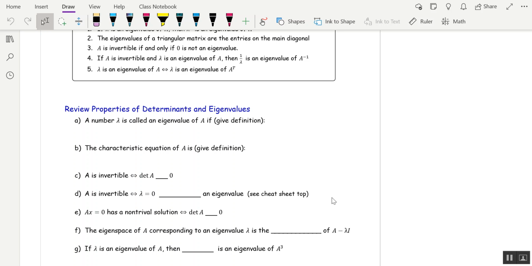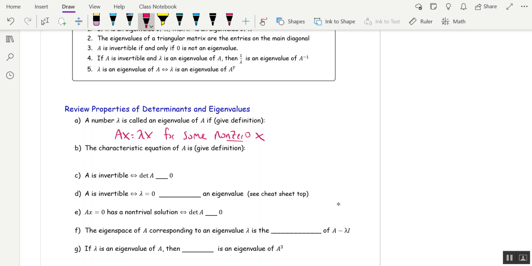A number lambda is called an eigenvalue of A if, give the definition. You should try this on your own, see how well you do. Hopefully you came up with Ax equals lambda x for some non-zero vector x. So that's the important part, non-zero. That's the definition.